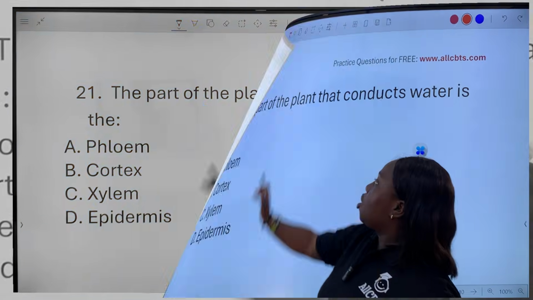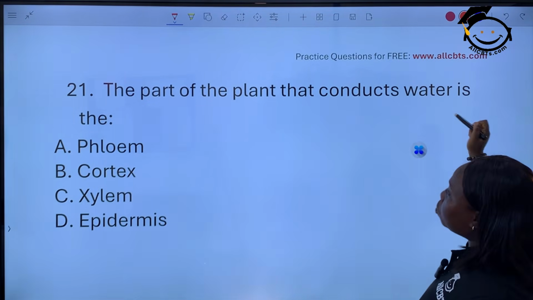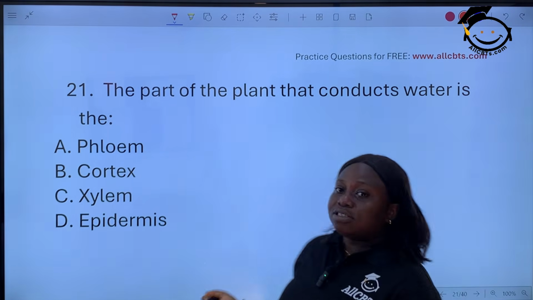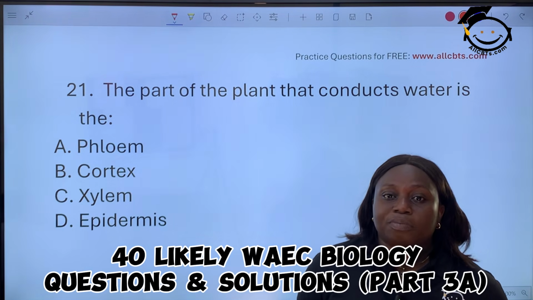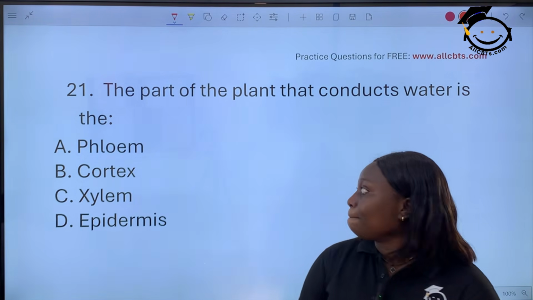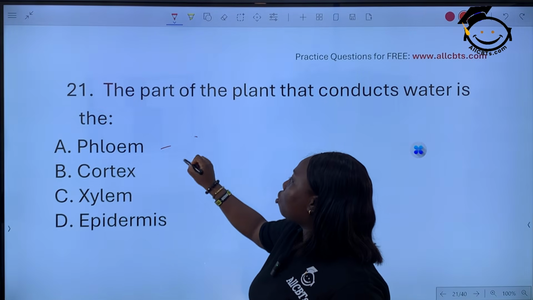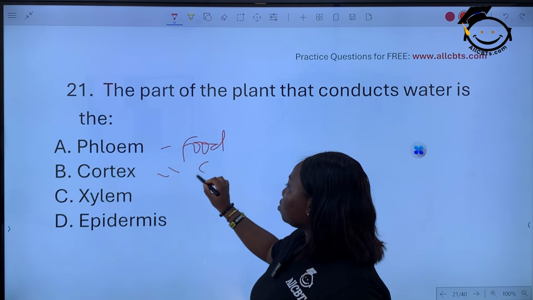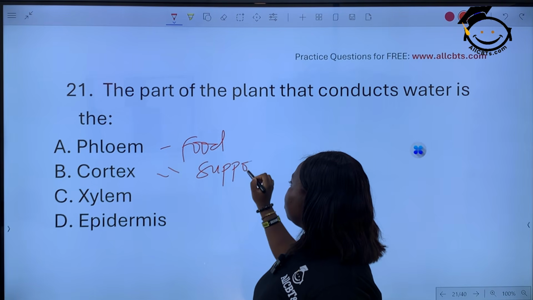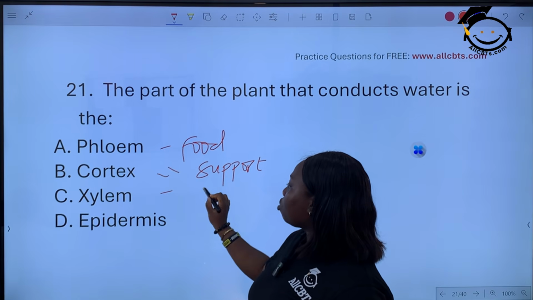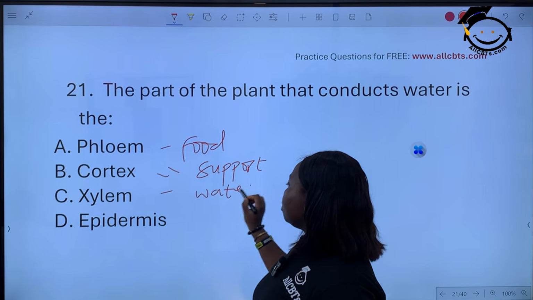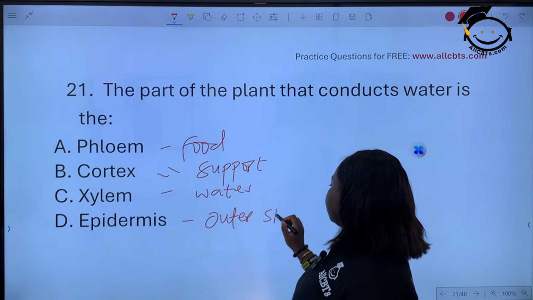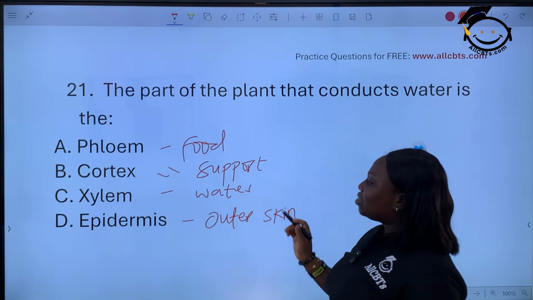Number 21. Which part of the plant conducts water? So they're asking us what part of the plant conducts water. Now, we know that the phloem conducts food, the cortex is for support, the xylem conducts water, while the epidermis is the outer skin of the branch. So our answer here is xylem.